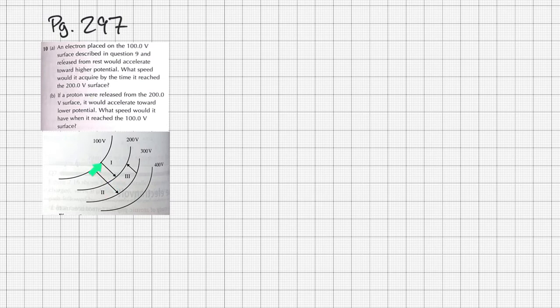So basically, we're saying an electron's starting here and flowing along path 1. A proton's going to follow path 1, but in the opposite direction. And how fast would they be traveling at either position? So let's do the electron first. And we're going to have 100 volts and then 200 volts. And we're going to have an electron right here.